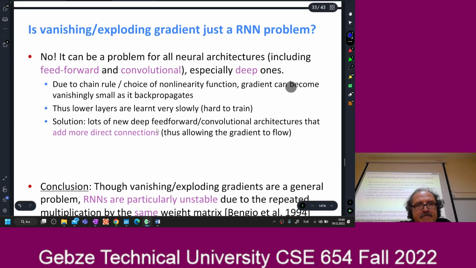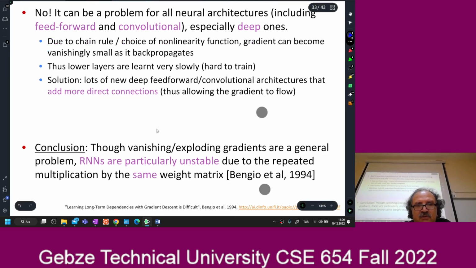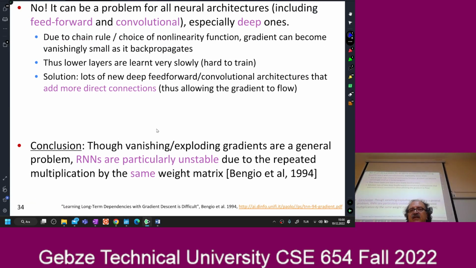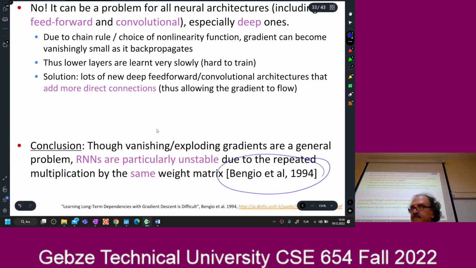Good. So we talked about those. So the conclusion is, though vanishing gradients are a general problem, RNNs are particularly unstable due to repeated multiplication by the same weight matrix. And people knew about this problem in 1994. This Bengio is one important figure in the deep learning world. Bengio and Hinton and LeCun, those three guys. I think they got the Turing medal for their contributions to the deep learning world.